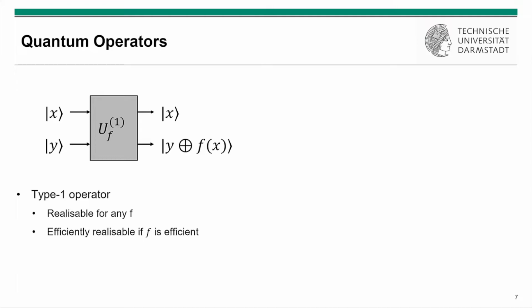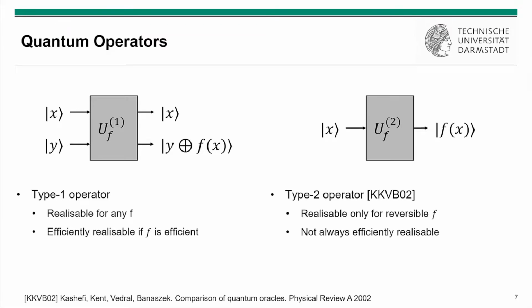Now, before we come to what we did in this work, let's again look into the operators. So here we have again the type 1 operator you've seen already, but there's also a different way of realizing these quantum operators. Namely the following: instead of having this input and output registers, we just have one register containing the input, here X, and then there's only one output register, which after applying the operator will contain the value f of x. Now this is what we call a type 2 operator, and they have first been analyzed by Kashefi et al. in 2002.